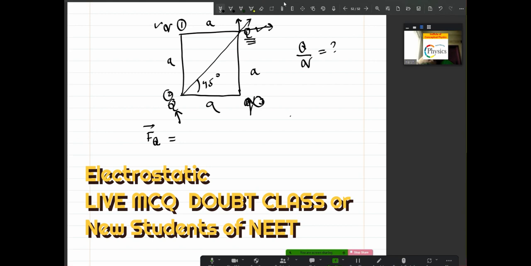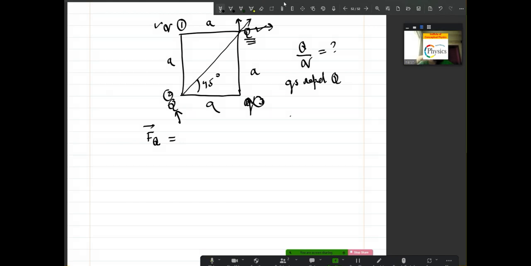It's my guess that both the q's repel. That's my assumption. I have really no clue. If this is the case, and at this moment the charge under consideration is experiencing a repelling force like this, a repelling force like this, and a repelling force like this, right? So it is experiencing.